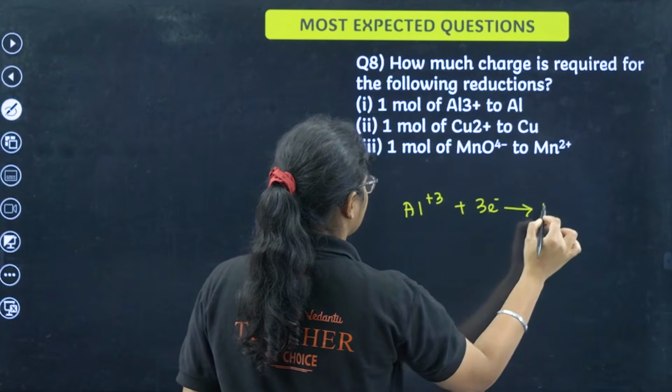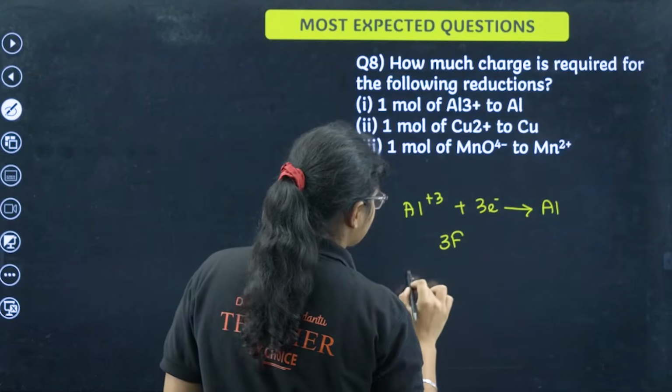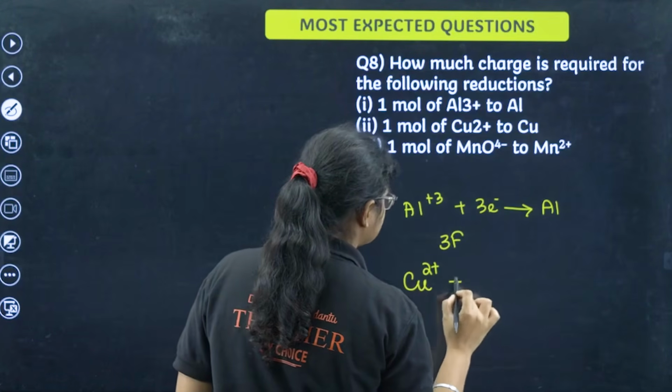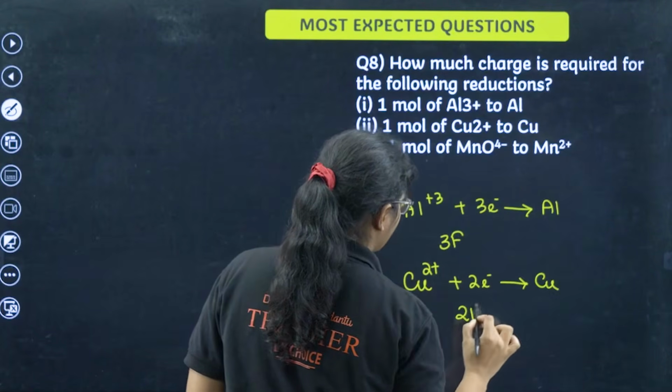We will have 3 electrons, right? So that will give me 3 Faraday. Next, copper 2 plus: Cu2+ plus 2 electrons will give you copper. So that will be 2 Faraday.